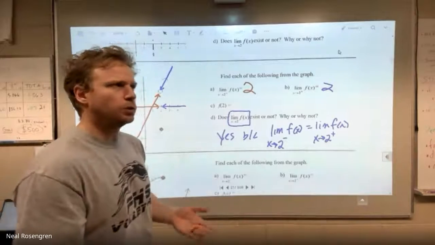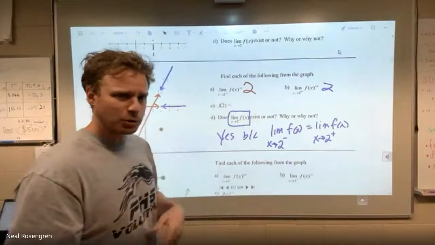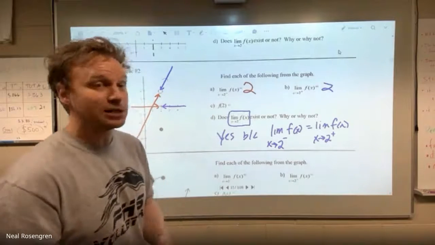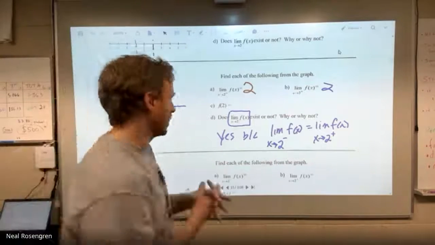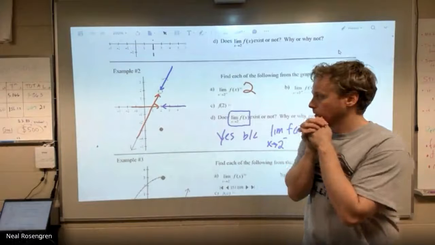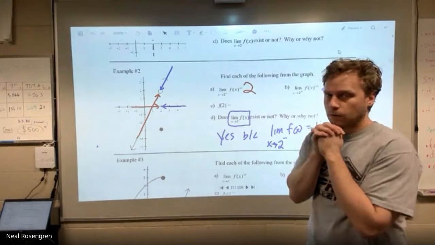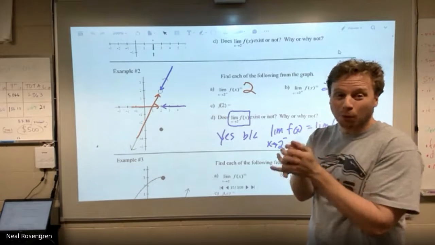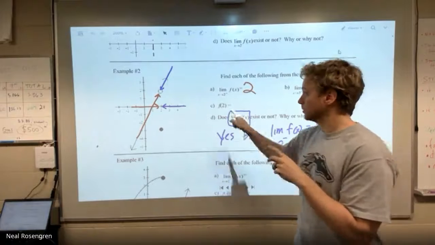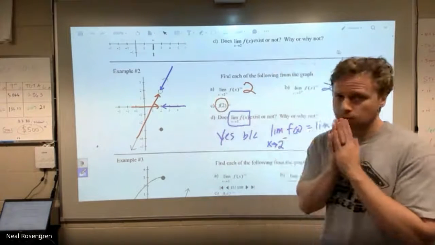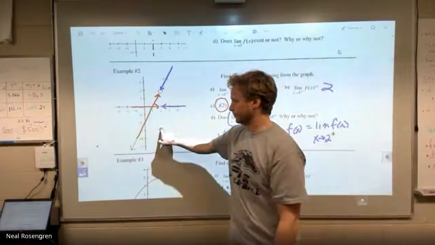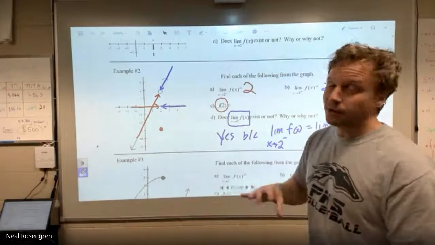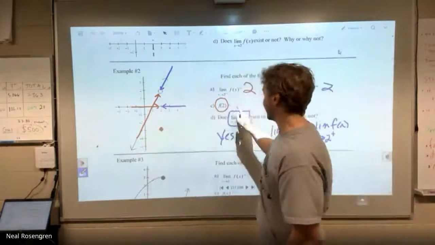You plug in 2 for x, f of 2 is supposed to give me the y value of the point where the point actually is for the function. Where is that? Where is f of 2? Is it 2? Is that where the actual point is on the function? Oh, we have a hole at 2. It's not undefined because there is an actual point down here at -3.